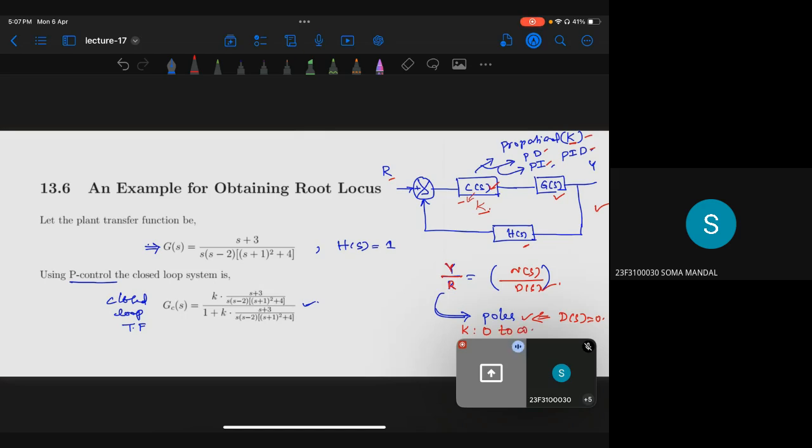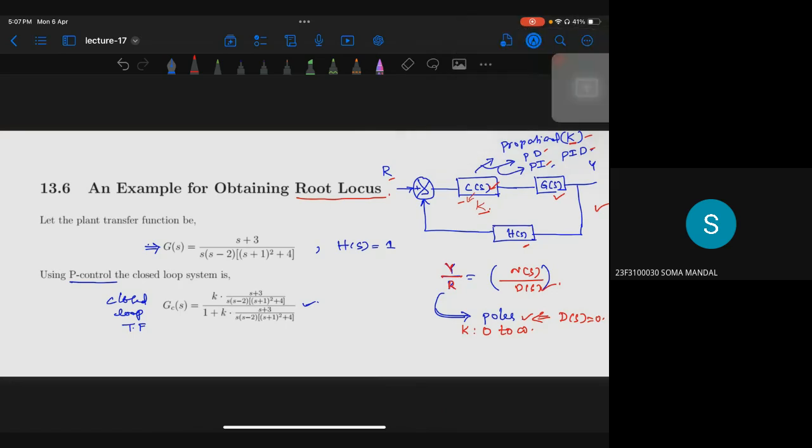Whenever you want to vary the K value from 0 to infinity, every time you have to find these poles. What the root locus technique says is that it's a graphical technique that gives you the locus of the closed loop poles when you vary K from 0 to infinity. That's the root locus. Let us quickly revise the steps we followed in the previous week.